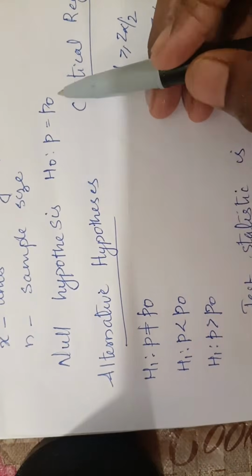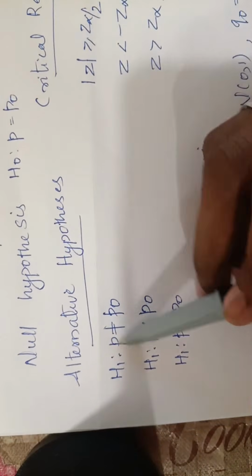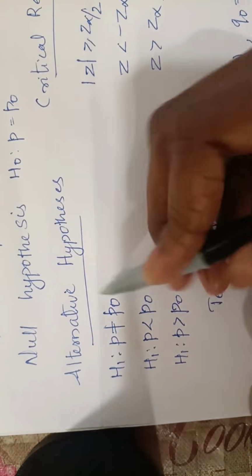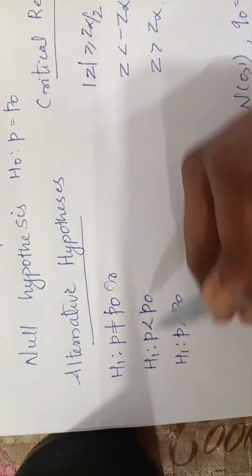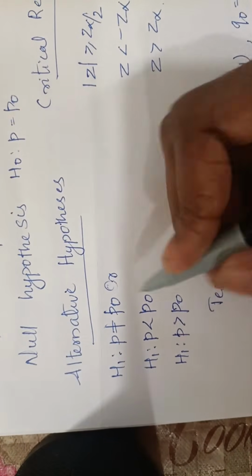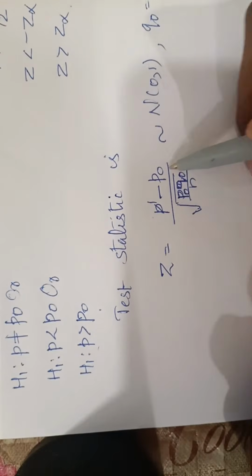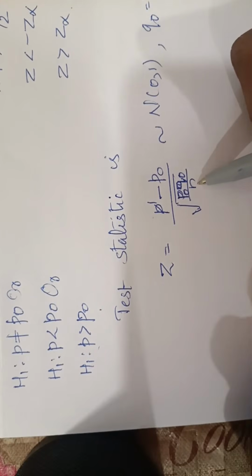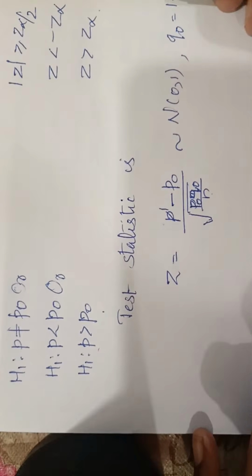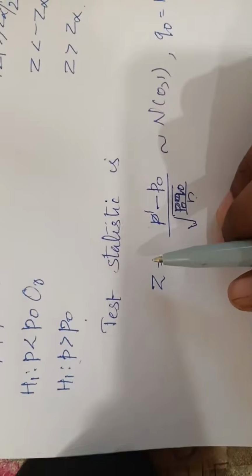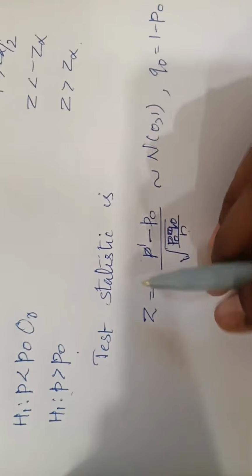So this is our null hypothesis, H0: P equal to P naught, and our alternative hypothesis is H1: P not equal to P naught, or we will be using the alternative H1: P less than P naught, or H1: P greater than P naught. And our test statistic will be Z equal to P dash minus P naught divided by root of P naught Q naught by N, where Q naught is 1 minus P naught.